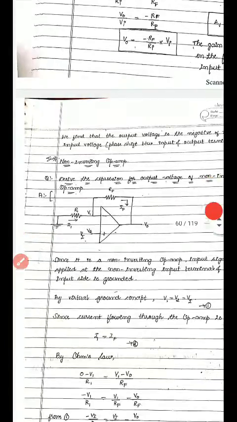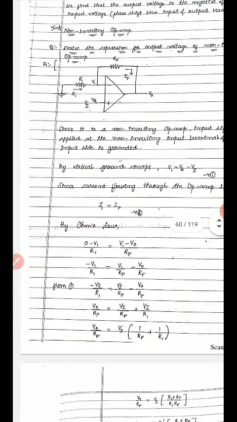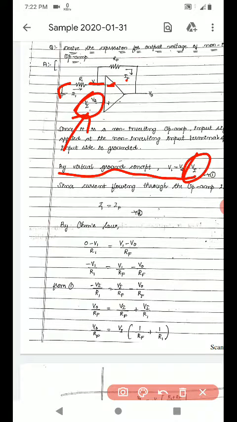Similarly for the non-inverting amplifier, just look at the diagram, same thing. Just concentrate on the currents here. Here the input is given at the non-inverting terminal, and the inverting terminal is grounded. Again the same concept, by the virtual ground concept, V1 equals V2 equals Vi, since the input is given as Vi. The input current I1 equals If.